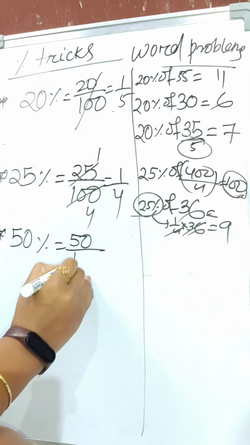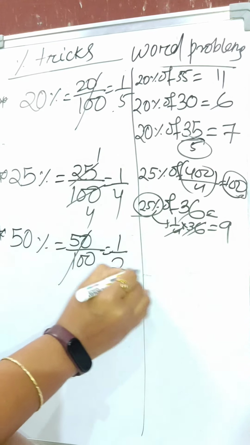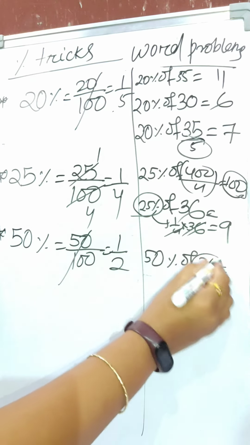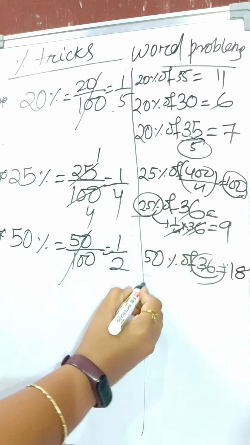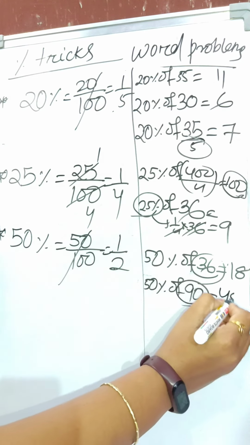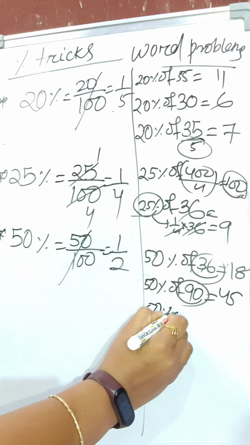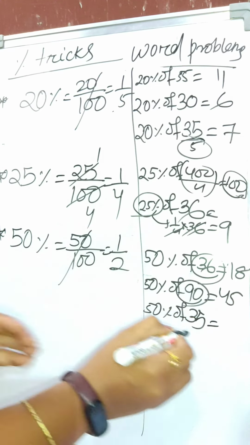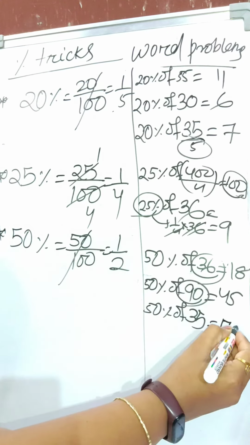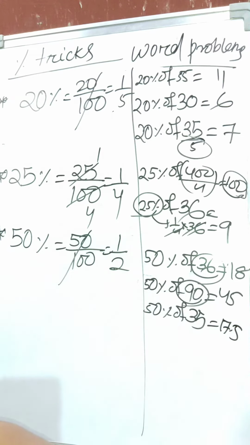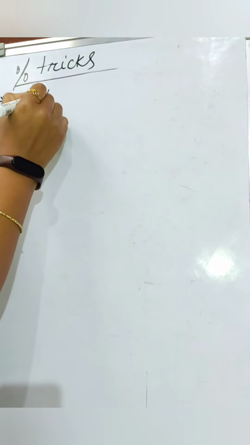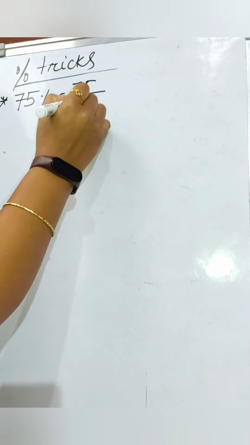Similarly, 50%, 50 by 100. Sometimes we say that there is a 50% chance. It means half chances, 1 by 2. So 50% of 36, what is the half of 36? It's 18, yes. 50% of 90, what is the half of 90? 45. 50% of 35, what is the half of 35? 17.5. Yes, 35 by 2 is equal to 17.5. Let's learn some more tricks regarding this. Isn't it easy and so fast to calculate?